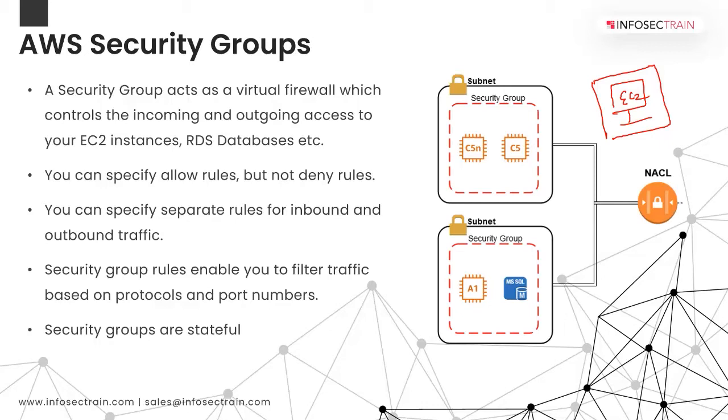As we discussed before, security groups don't allow you to specify a deny rule. You can add only allow rules. And as we discussed, we can have a separate rule for incoming traffic and outgoing traffic. We can filter the traffic based on protocols and port numbers. When the traffic is coming to an instance, we can filter based on the protocol, the port number, and the source IP range as well.